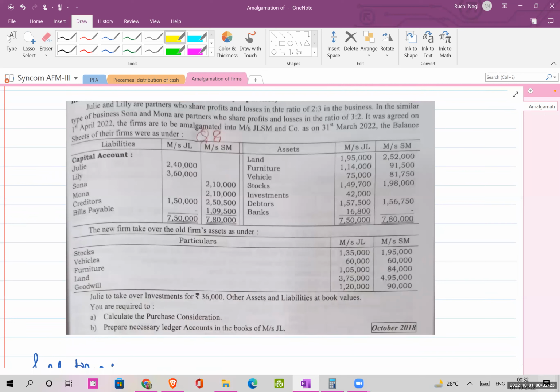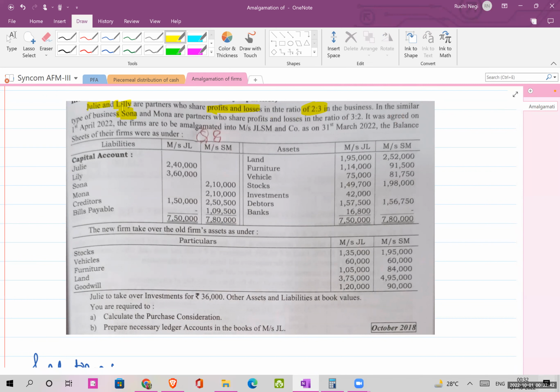Okay, so let's understand. Julie and Lily are partners who share profits and losses in which ratio? 2:3. Okay, in similar type of business. See, what was the meaning of amalgamation? There should be a similar kind of business. The other firm that is coming should have a similar kind of business.